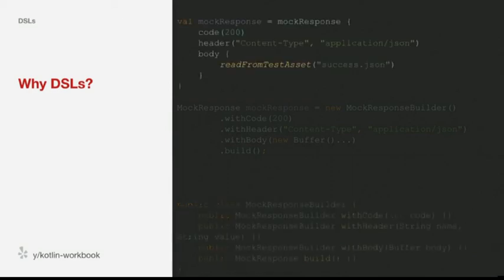Something that you'd rather write is something more like this, right? You want to create your mock response, you give it some code, you give it a header, and this is how you create a body for it. This is a relatively complex operation. It's actually an extension function that gets this JSON object, parses it, and then returns it into the body.